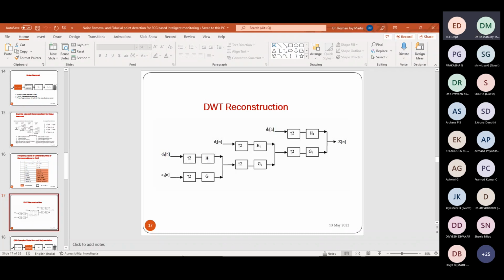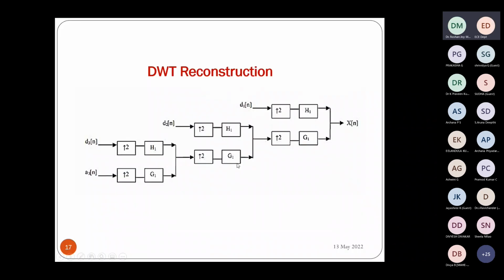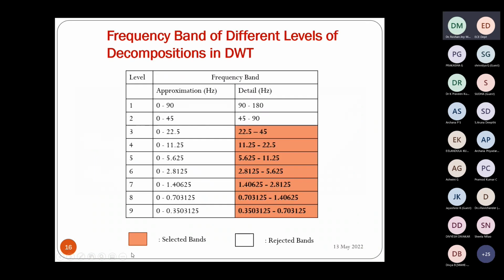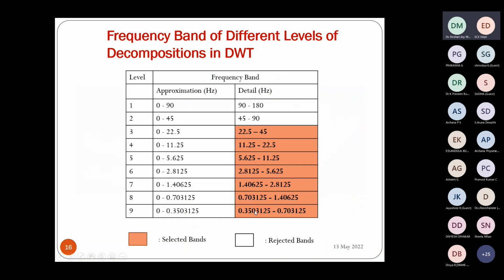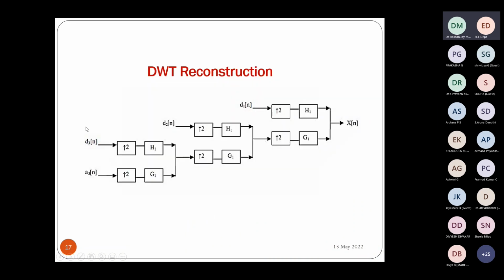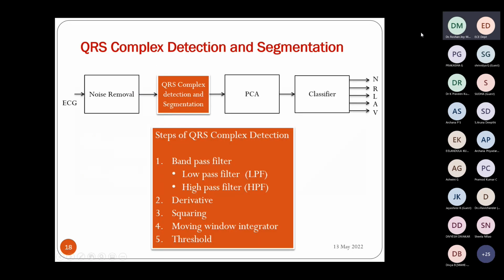Yeah, this is the DWT reconstruction process. The ninth level approximation we don't want, so all the coefficients there you make zero, and you want only the ninth level detail, eighth level detail, up to third level details. Only those coefficients you keep, and all other coefficients in all other subbands you make zero, and then you reconstruct one by one. So this is DWT reconstruction.